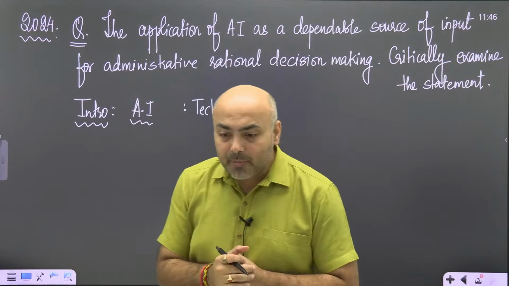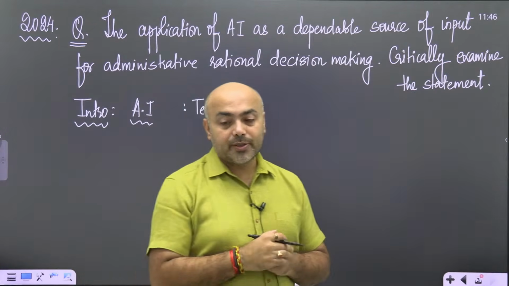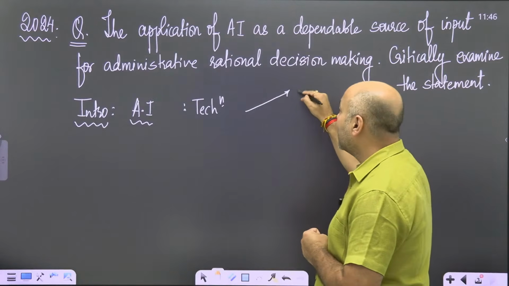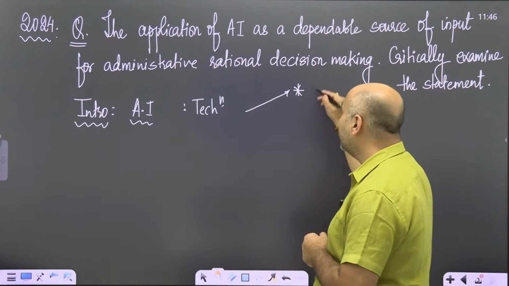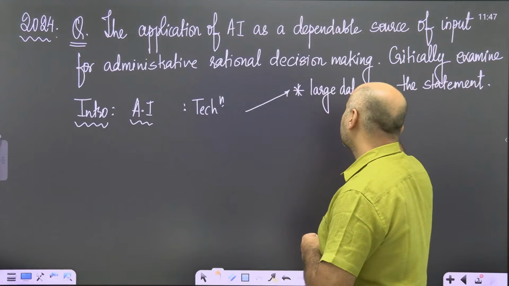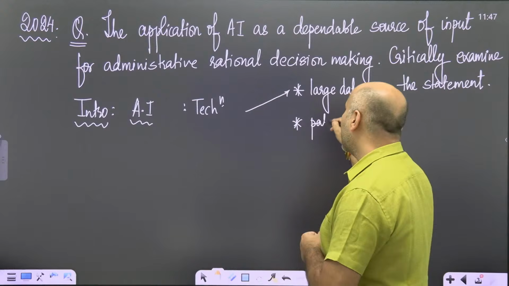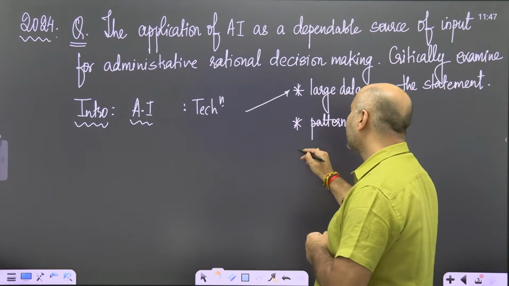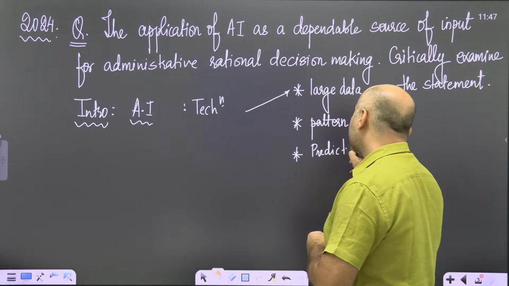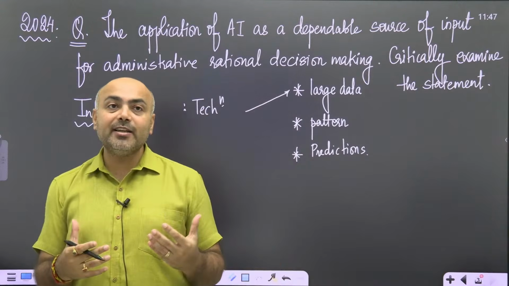It's of course about the usage of technology, but it's not just the usage of technology. Artificial intelligence is something which helps us develop the capability to analyze large data. It helps us in understanding of patterns, and thereby, what does it do? It helps us making certain predictions.